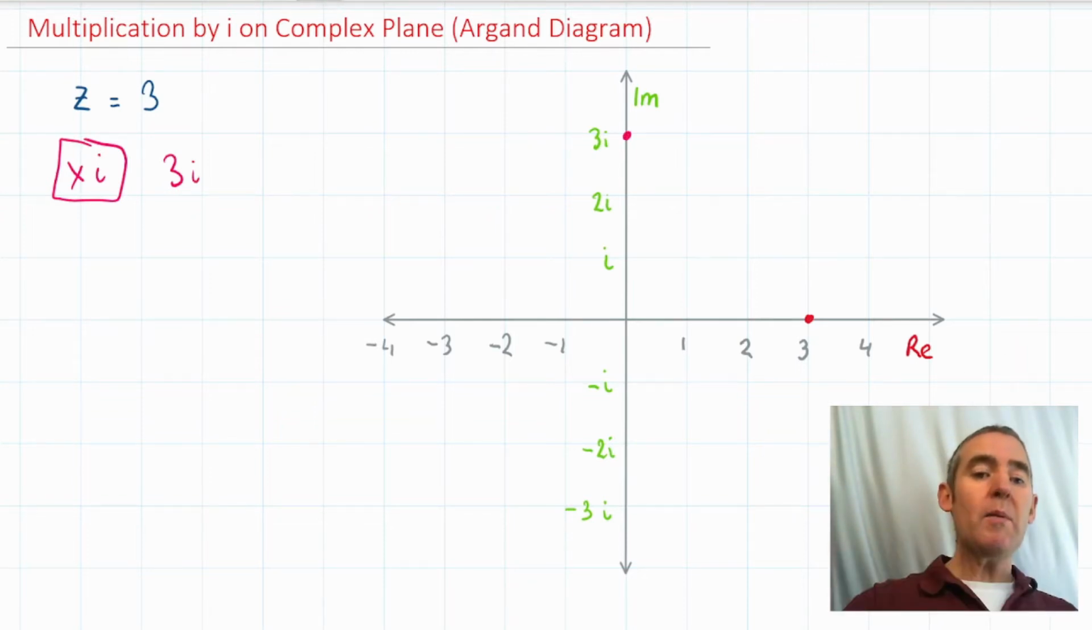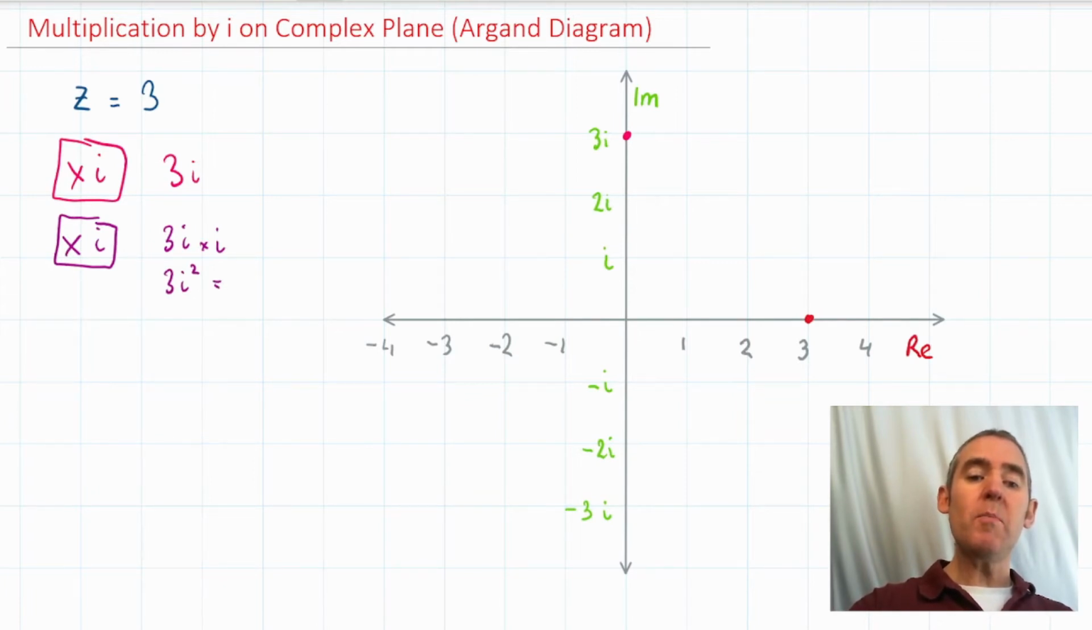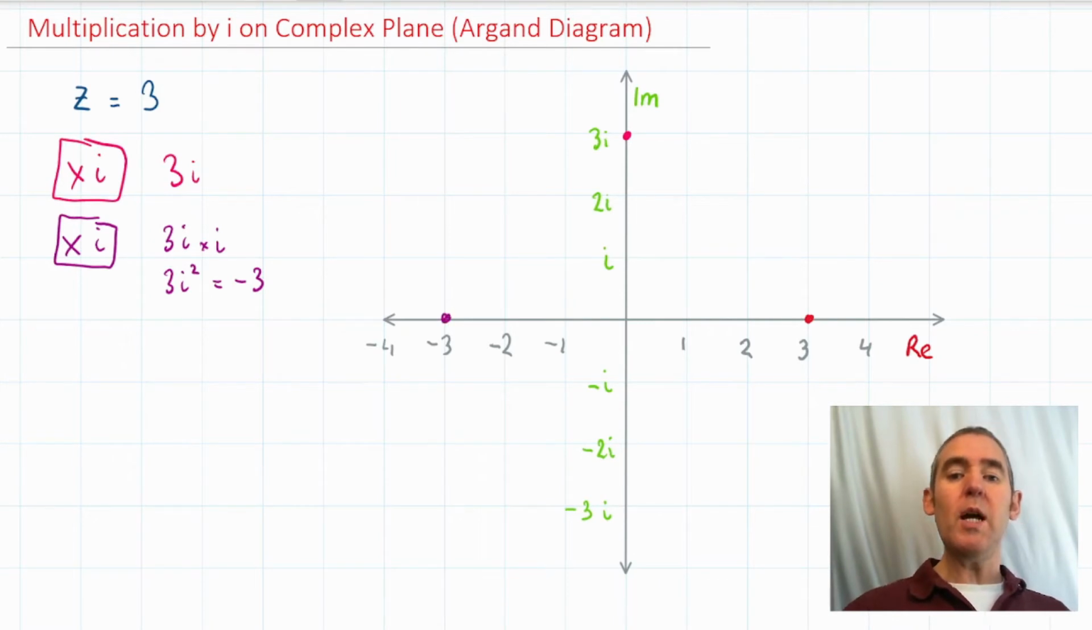Now let's multiply by i again. So we're going to multiply that result by i. So we end up getting 3i multiplied by i. So we get 3i squared. Now i squared is minus 1, so this would end up equal to minus 3. Minus 3 is here on the Argand diagram.